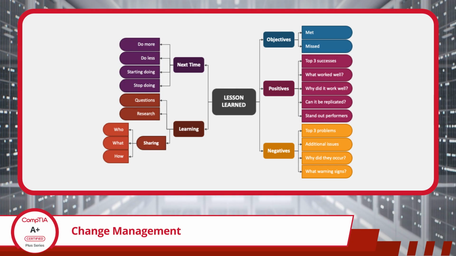Finally, it never hurts to conclude your change process by documenting lessons learned. This step involves reflecting on what worked well, identifying what didn't go as planned, and determining how similar changes can be improved in the future. These insights are invaluable for strengthening future projects, enhancing processes, and reducing the likelihood of repeating a mistake.